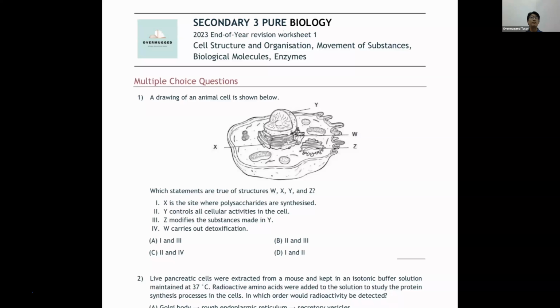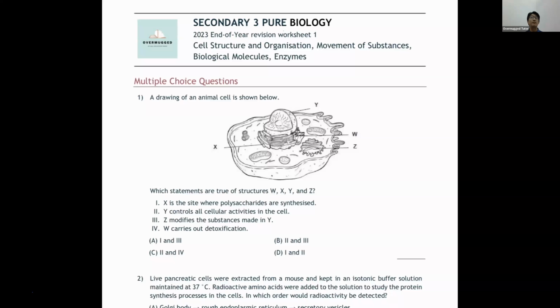Very good. The "made in Y" portion is the one that makes this sentence incorrect, right? Z modifies substances, yes, but generally they modify proteins. In your syllabus, we're just going to keep it simple. The Golgi body modifies proteins that have come from the rough ER, not in the nucleus. Can you see that? So that is why statement 3 is incorrect. And so we are definitely left with 2 and 4.